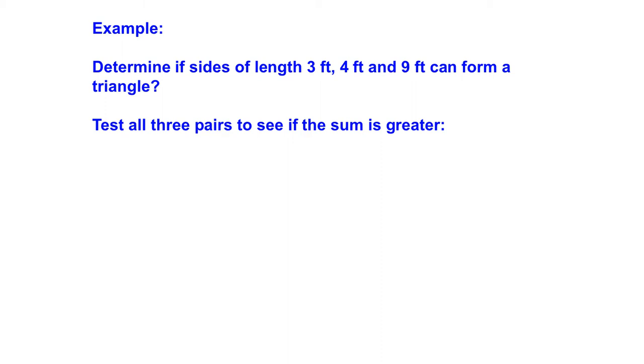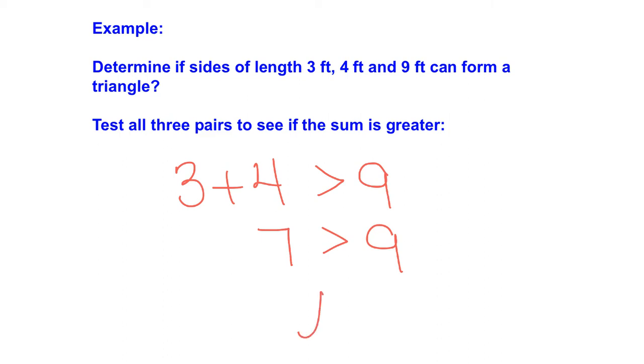Let's look at this example. Determine if the lengths of 3 feet, 4 feet, and 9 feet can form a triangle. So if you go back to what I told you, take the 2 smallest sides. Your smallest sides are 3 and 4. And I want you to add them together. Because in order to be a triangle, it must be greater than that 9-foot side. Well, 3 plus 4 is 7. And is 7 greater than 9? No, it is not. So there is no triangle able to be formed.